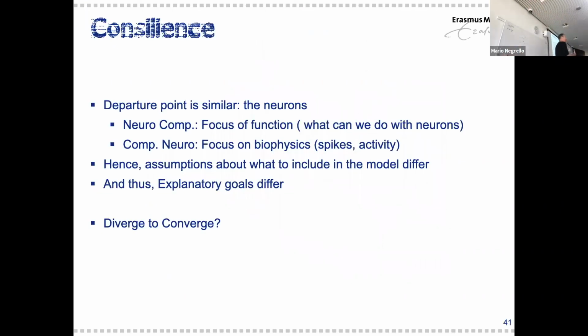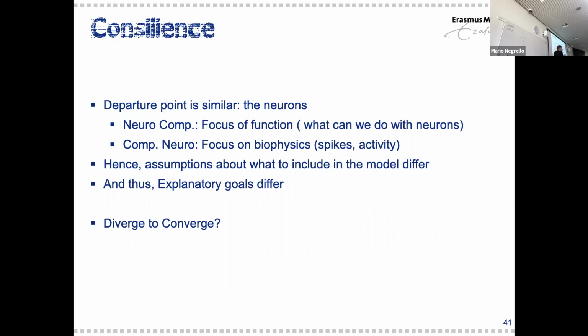So for the two fields, consilience is a nice word coined by that guy, that says that when you depart from different points and your predictions start to map onto each other, then you have a truer understanding, and you become more confident. So the departure point for both disciplines is the same. The neurons are doing stuff, but the approaches are different because their focus is different. So the assumptions about what to include in the models, what makes it accurate, what makes it good, differ. But they're both explanatory in their own ways.